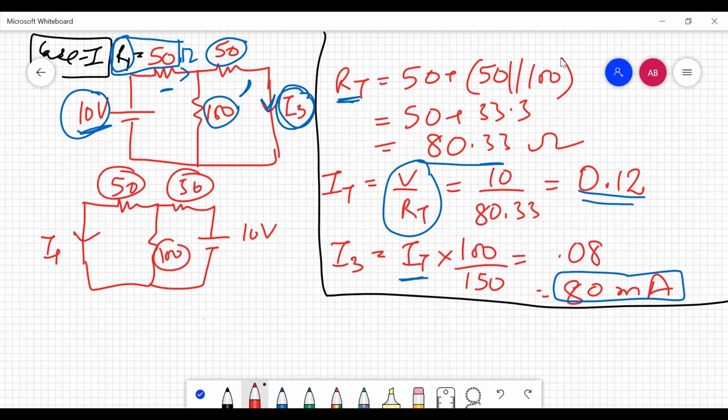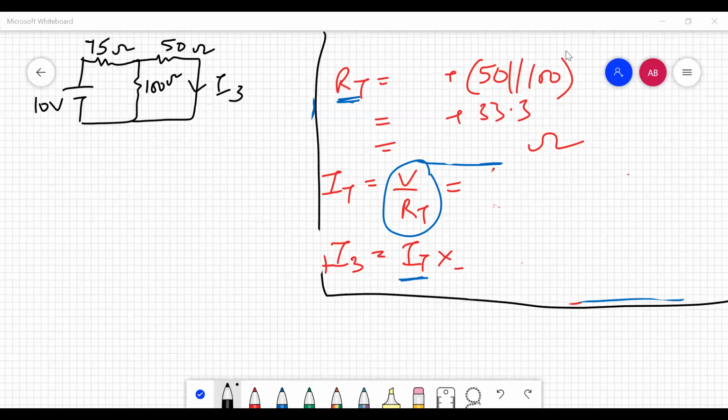So then again, when you are going to calculate, you are going to see that the value of this current will again come out to be equal to 80 milliamperes, because we have taken both as 50 ohms. So now we are going to change the value of R1, and I am going to make it 75 ohms, and then we are going to do the calculations.